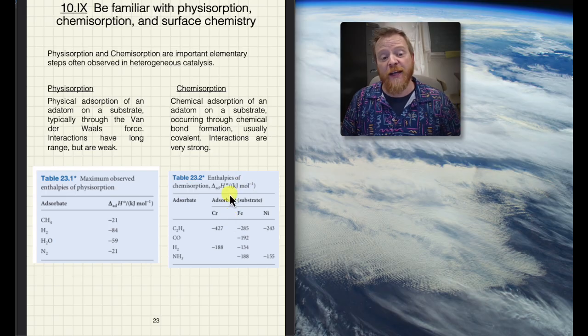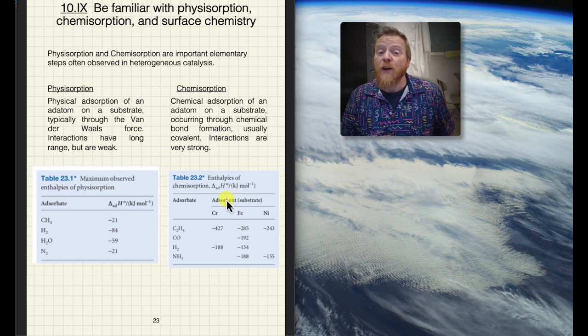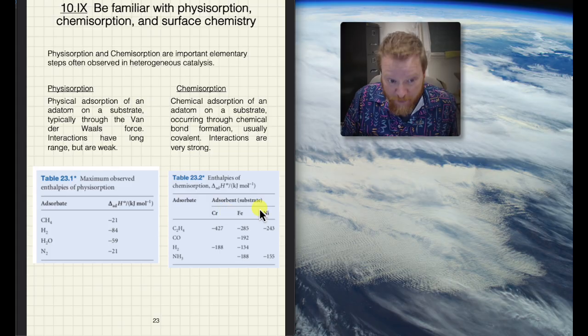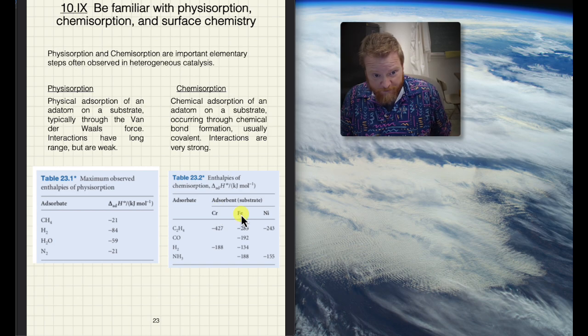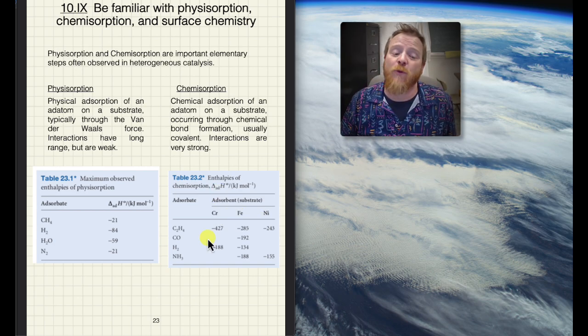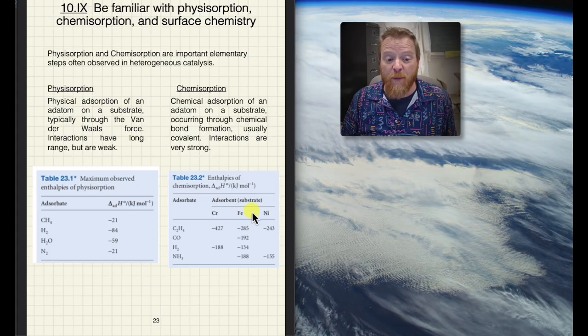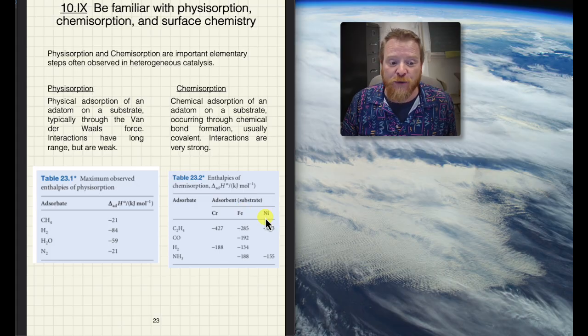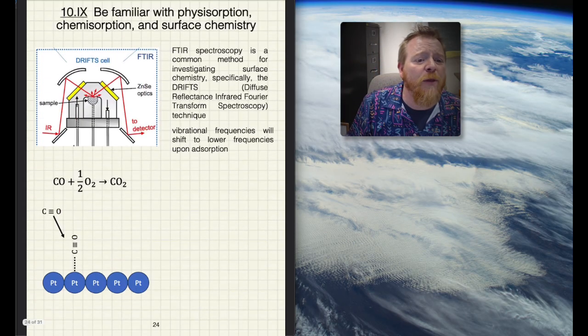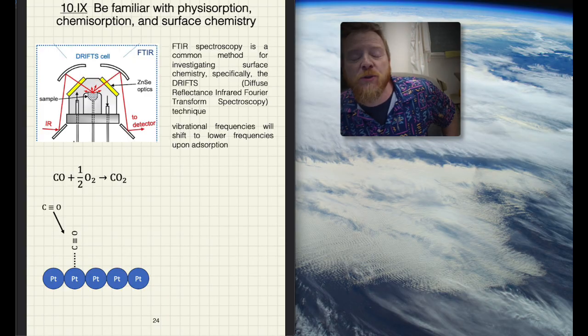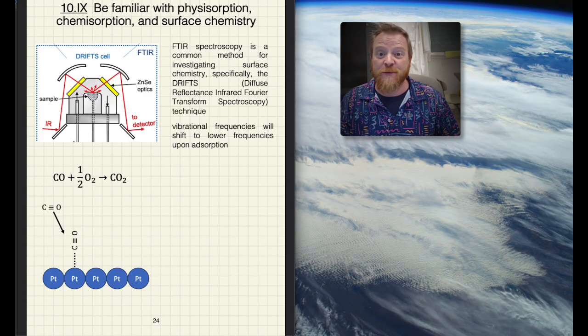If we now look at typical enthalpies of chemisorption, for one, we can see that it is substrate dependent, substrate or adsorbent. We could use either term. But because this is forming a new chemical bond, right, the chemical identity of the adsorbent matters, right? So if we look at the adsorption of ethene on various surfaces, you can see there's quite a difference ranging from chromium to iron to nickel, okay? So now the way in which we quantify adsorption onto surfaces is fascinating to me.